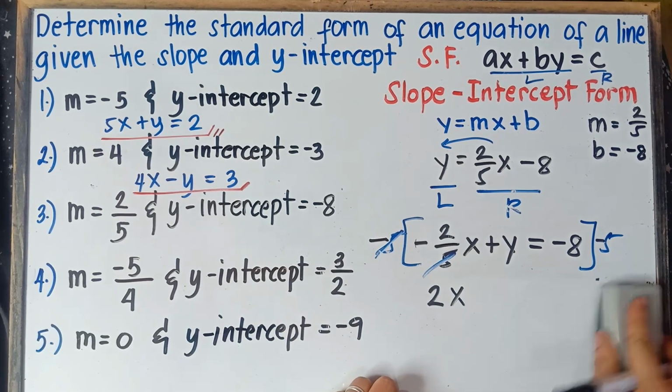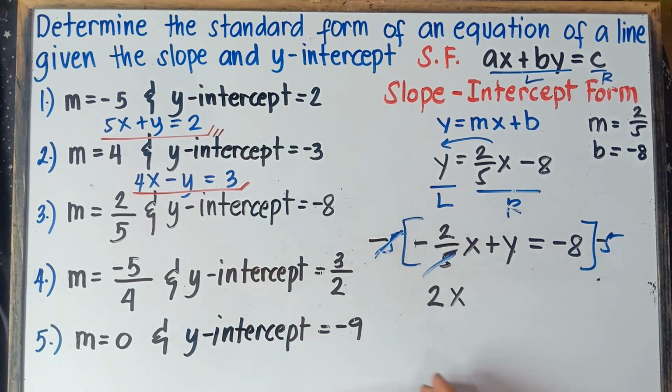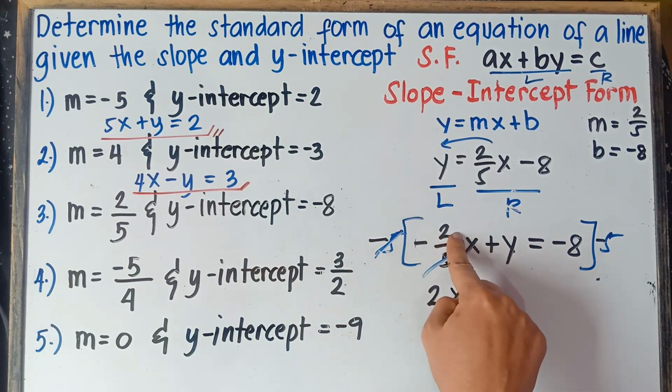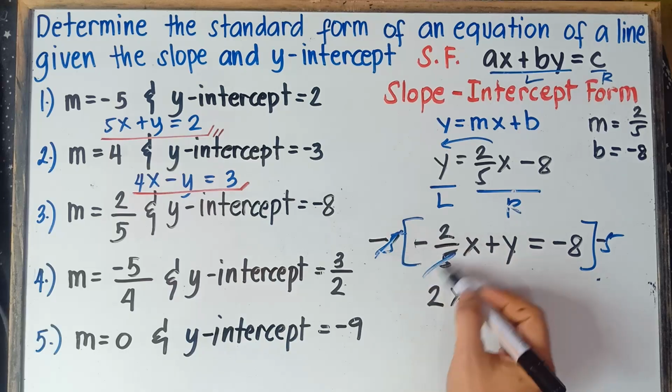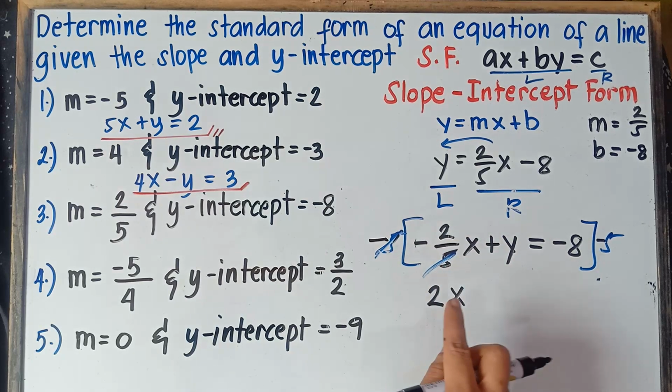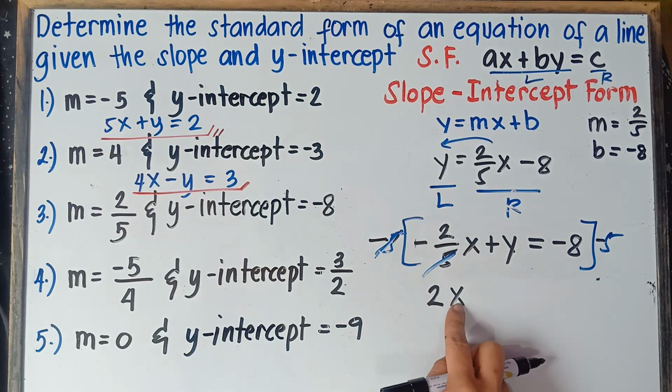Alright, once again, class, I hope you're not confused. Negative times negative, that would be positive. 5 times 2 over 5, simply cancel, and the answer is 2. So that would be positive because negative times negative is positive. Simply copy 2, copy x.